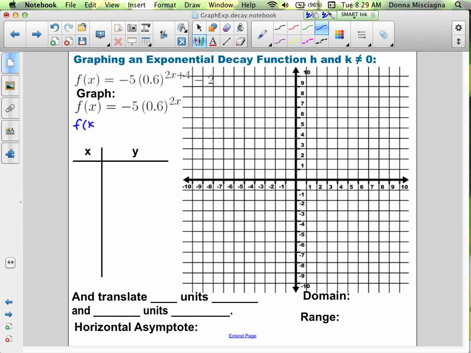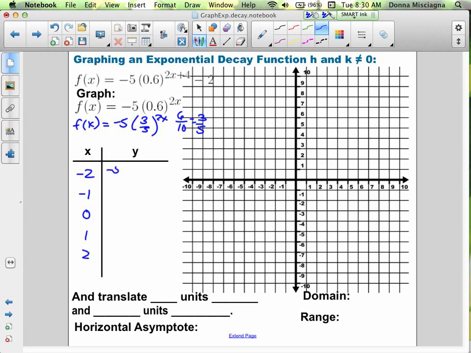So f of x equals -5 times 3/5, all right, because this is 6/10, right? That's its name, and that's the same as 3/5. All right, so the 2x power. So I'll try -2, -1, 0, 1, and 2, and we'll see what happens.